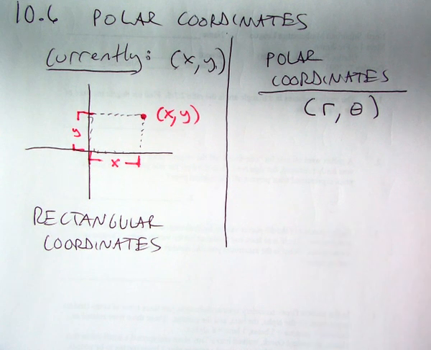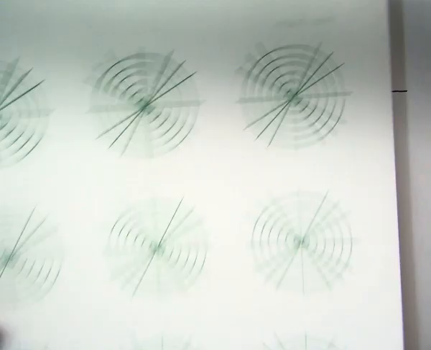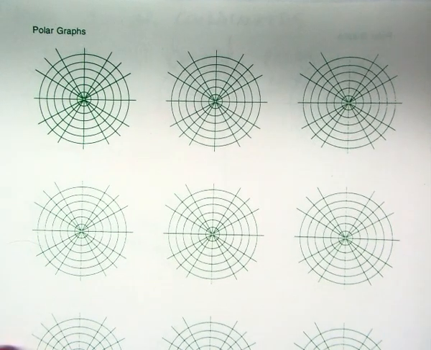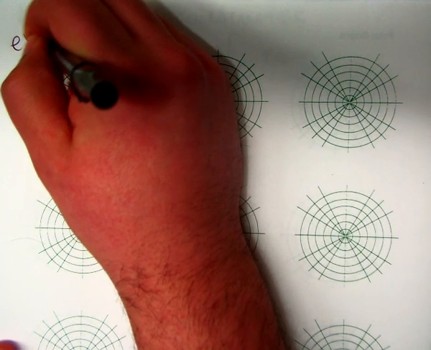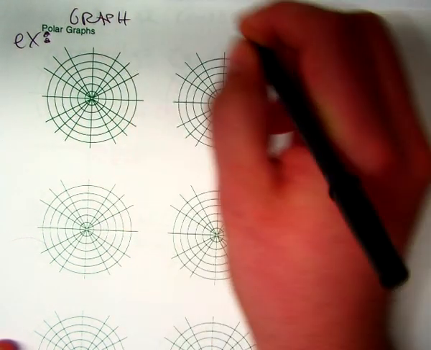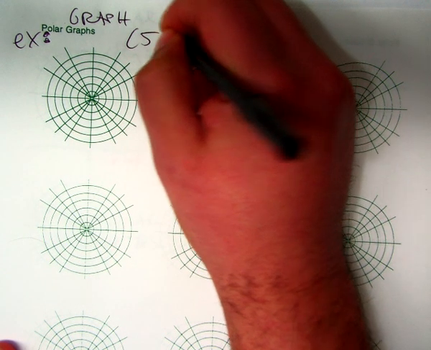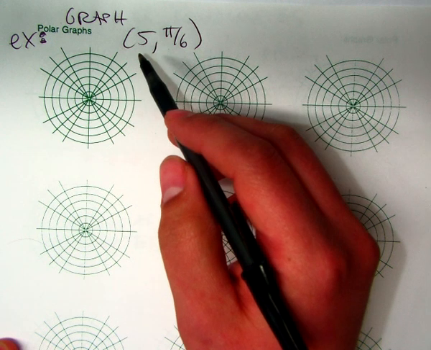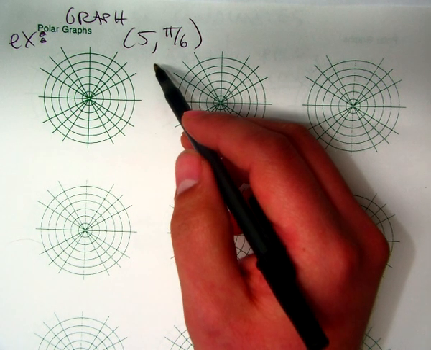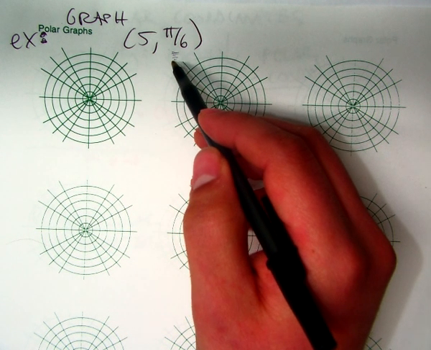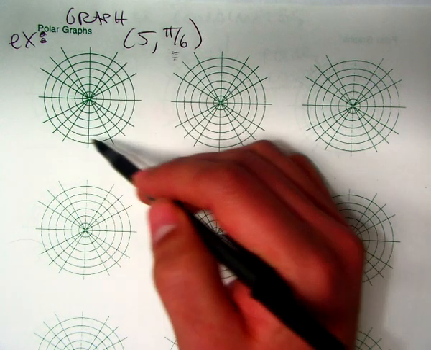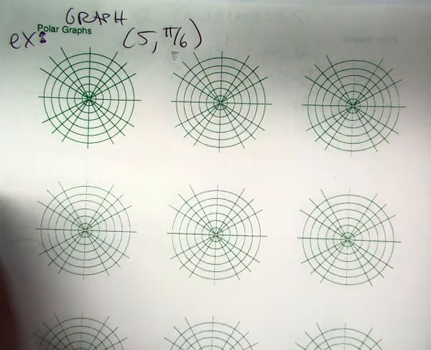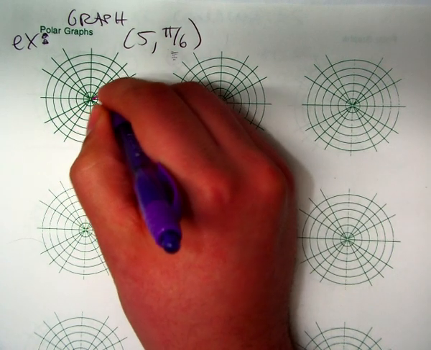If you want, you can use this little sheet as we do some of these graphing problems real quick. So for example, if I asked you to graph the point 5, pi over 6. There's a few ways to do it. Here's the way I like to do it. I start with this angle. You guys are familiar with these angles, right? Where's pi over 6? Is it the first, second, or third one? It's the first one. So let me highlight that. So this is pi over 6, yeah?